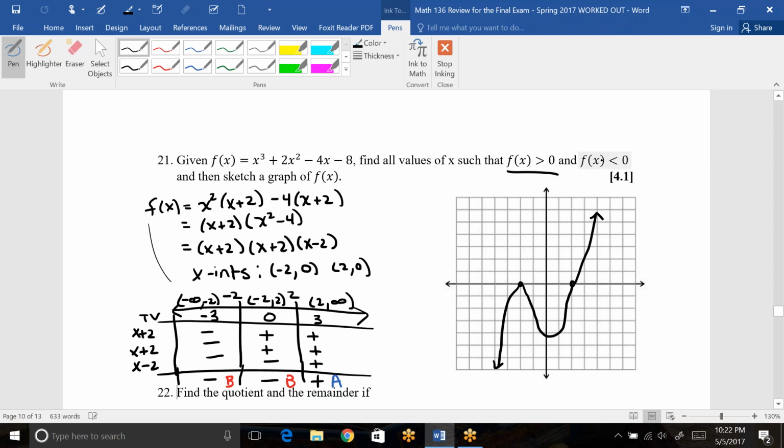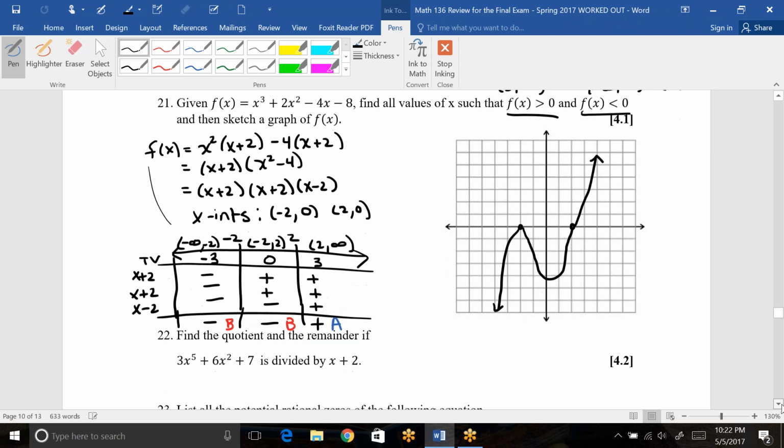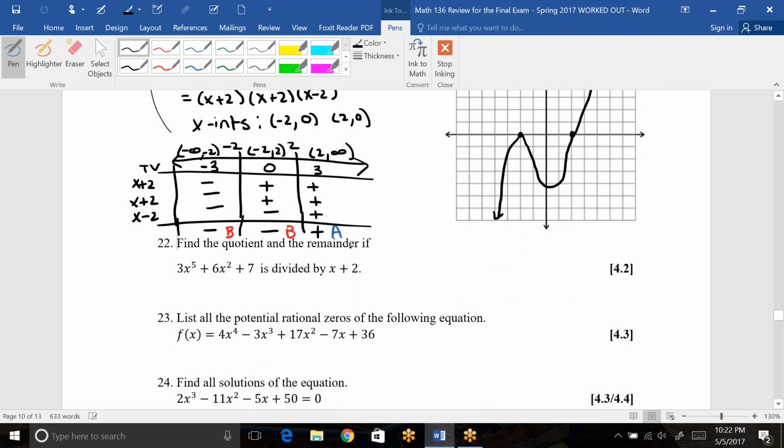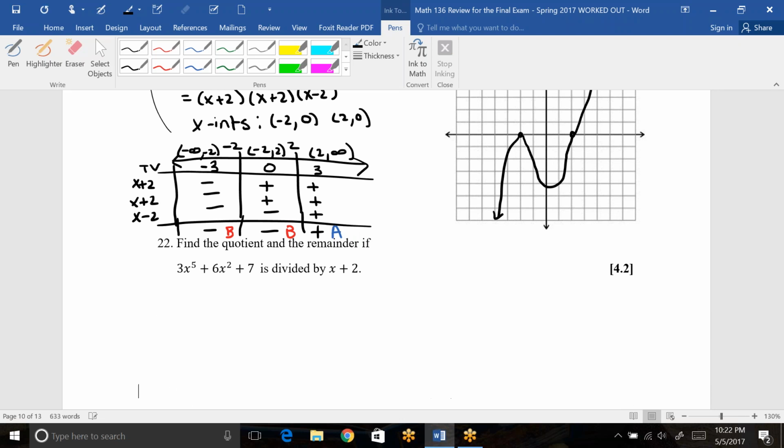For this part right here, you're just telling me which of those intervals did which. So the only one that was greater than 0 was 2 to infinity. The ones that were less than 0 were these two, which we will separate with a union. So -infinity to -2 and -2 to 2. All right, let's look at 22. So 22 was, let's find the quotient and the remainder of this problem.